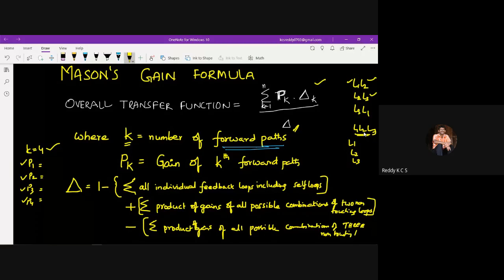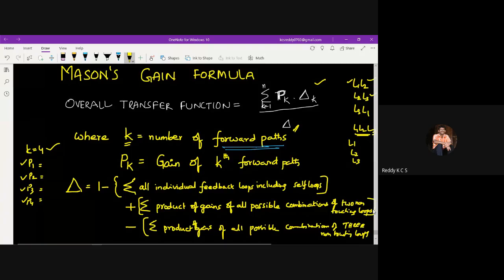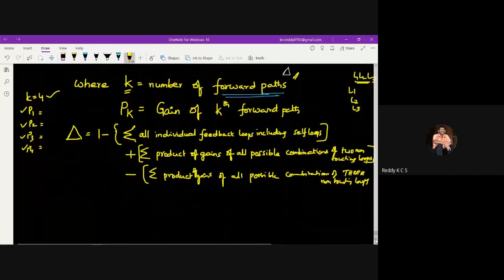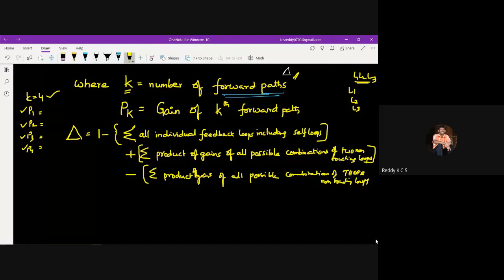So you should know, as I told you in the last class, the terms used in Mason's gain formula. What are the terms used? Forward path, path gain, feedback loop, self loop, and also two non-touching loops and three non-touching loops. These are all the terms which we discussed in the last class. If you understand those terms, then it will become easy to solve all this.